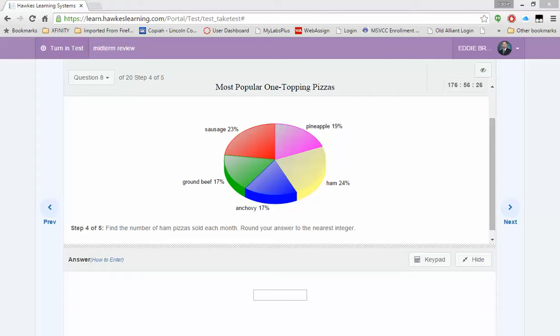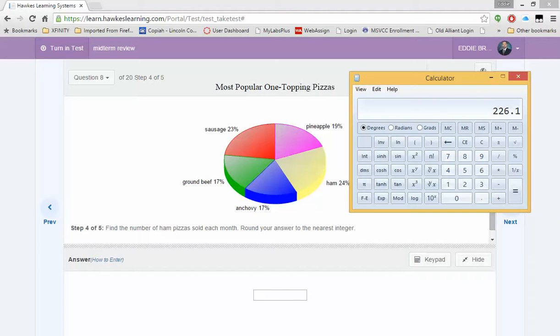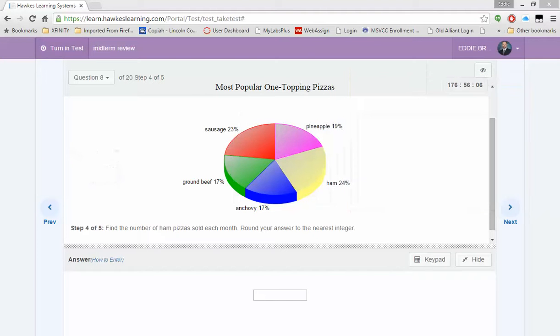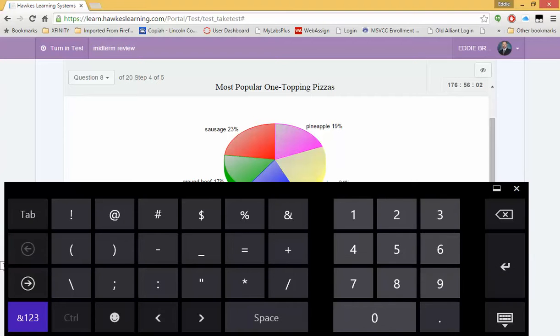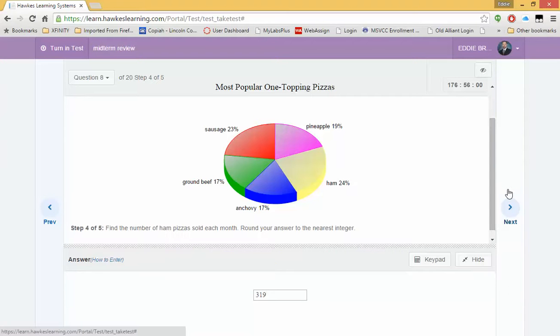Alright, find the number of ham pizzas. 24%, so that's 0.24. We'll do the same thing. We'll say 1,330 times 0.24. Round that to the nearest whole number, that's 319. Okay.